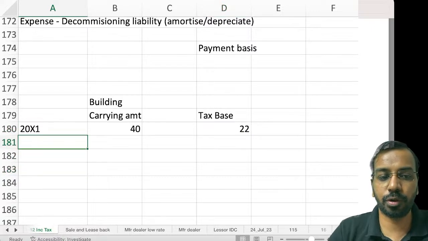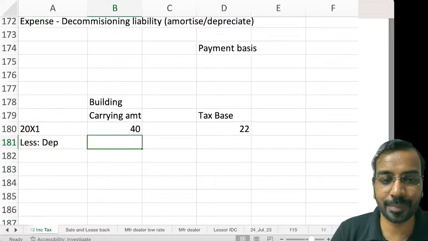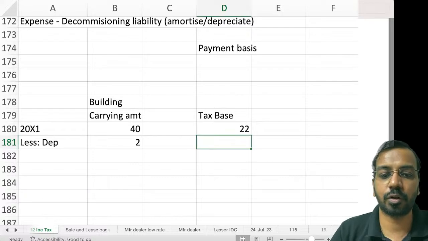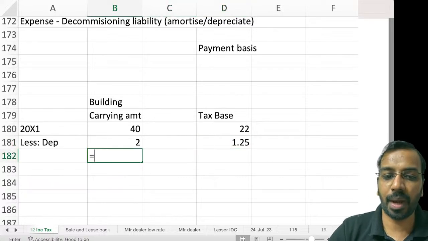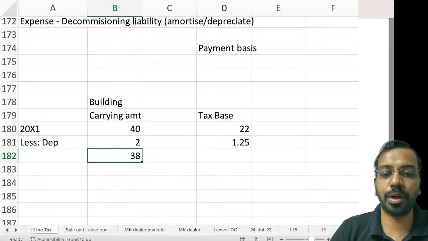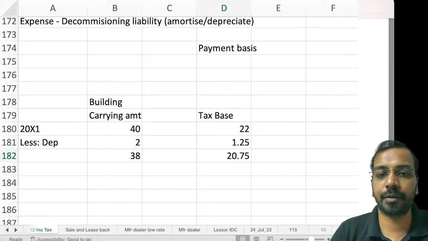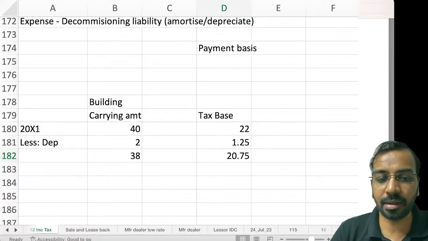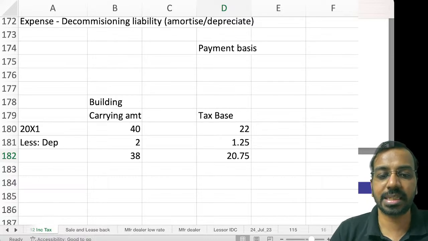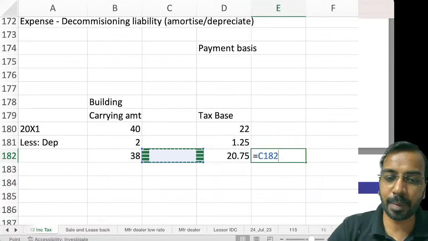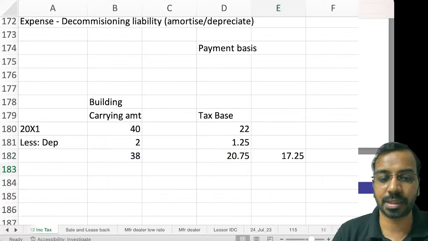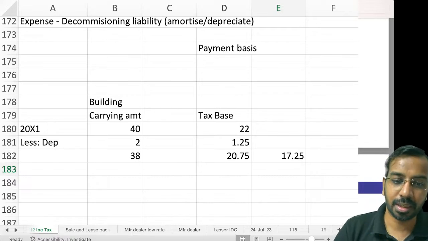Then what did you do? You charge depreciation. What is the depreciation? Depreciation is 2 crores. For tax purpose, depreciation is 1.25 crores. So 40 minus 2 is 38 crores, and 22 minus 1.25 crores, you get 20.75 crores. Now 38 minus 20.75 crores, what is the difference? 17.25 crores is the difference, right?